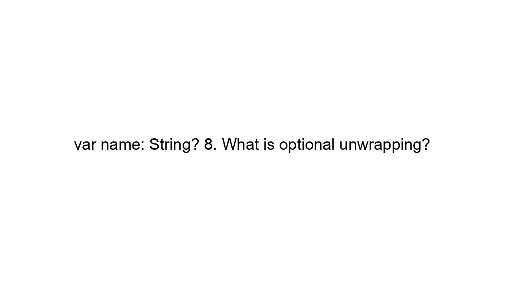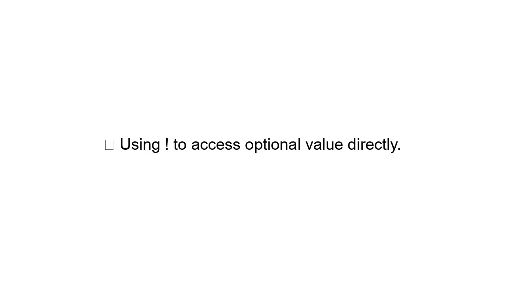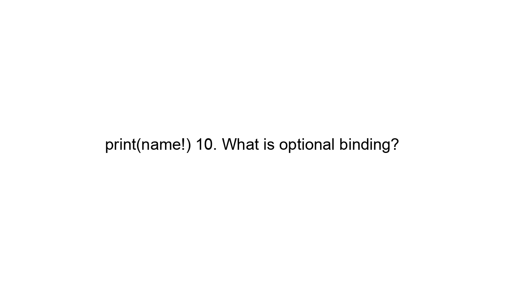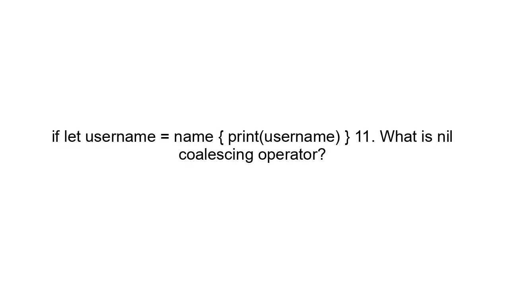8. What is optional unwrapping? Accessing optional value safely. 9. What is force unwrapping? Using an exclamation mark to access optional value directly. Example: print(name!). 10. What is optional binding? Safely unwraps optionals using if-let. Example: if let username = name { print(username) }.